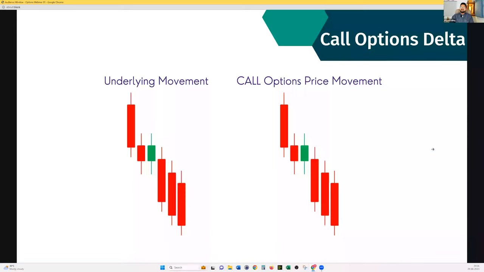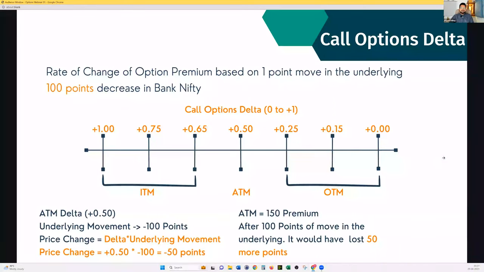What should be the reason? Delta. Super. See, the market movement is negative, the delta is positive. Minus into plus is going to give you a negative result. Okay, so that's the answer.